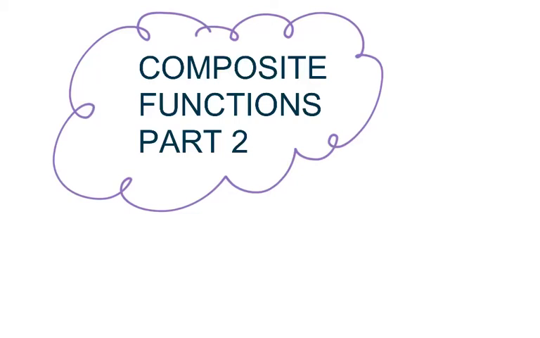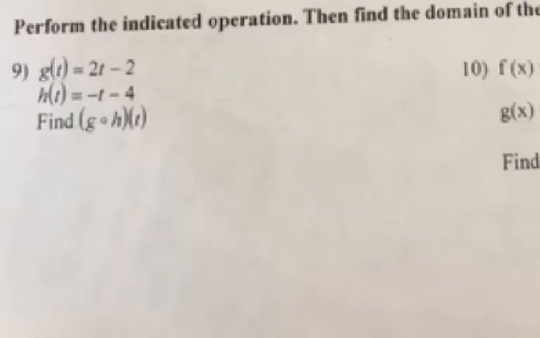Okay guys, so in this video we'll do a couple more composite functions and then we're going to talk a little bit about domain. So in this problem they want us to do g of h of t, which means I'm just going to do h of t first and then plug that into g. That's what it literally means. I'm going to do one function, plug that function into the other function. That's what a composite function is all about.